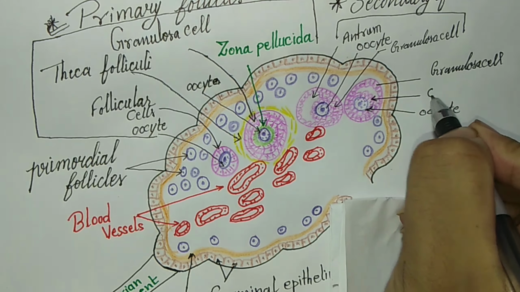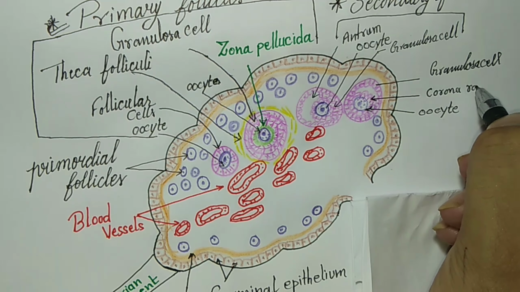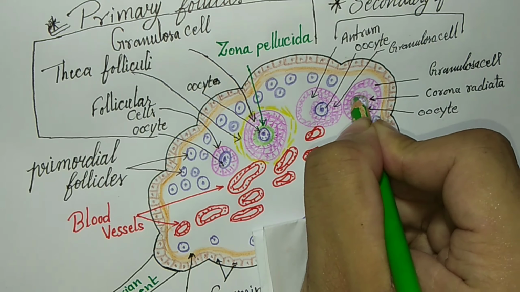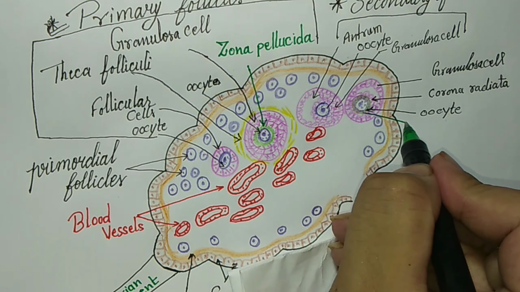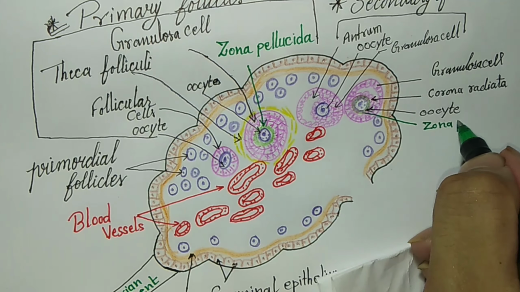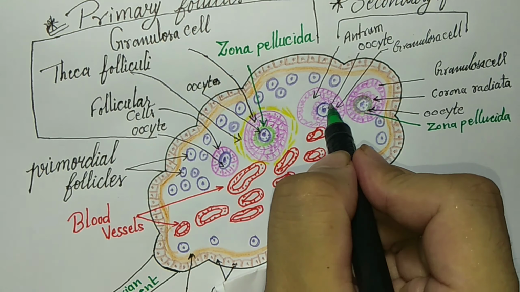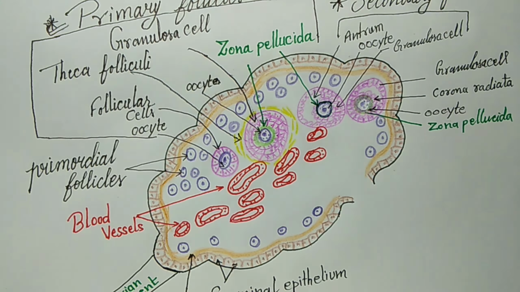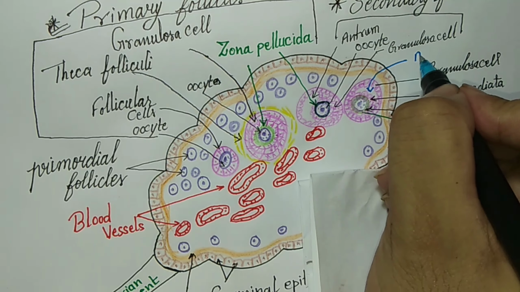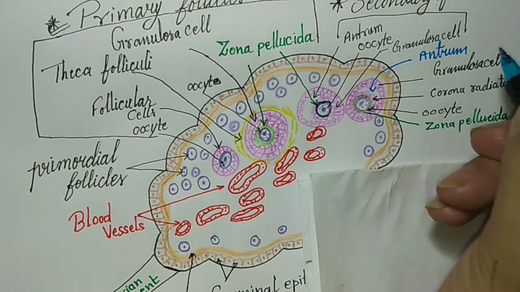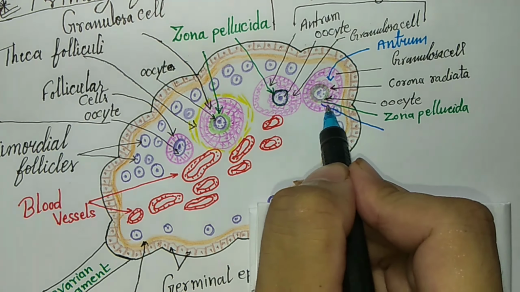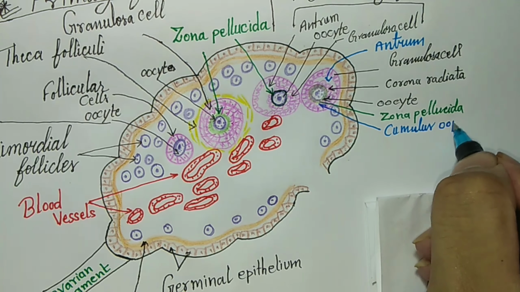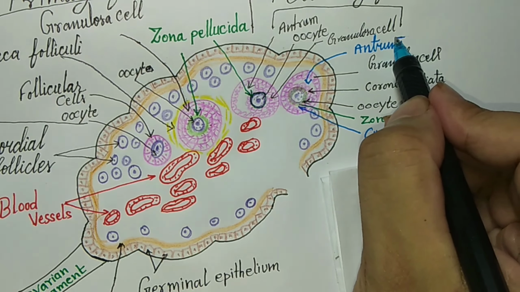This structure is the corona radiata, and in green color this one is ZP, that is zona pellucida, in the secondary follicle also, and here the antrum is present, and here the cumulus oophorus.